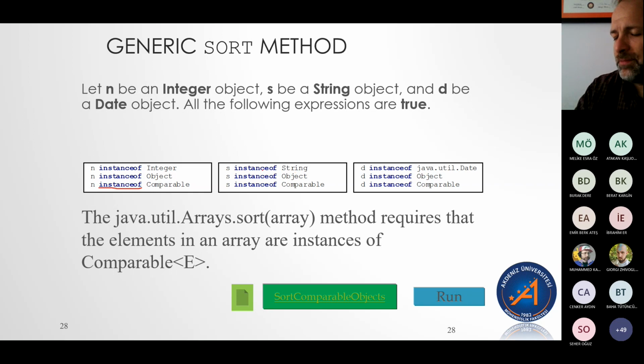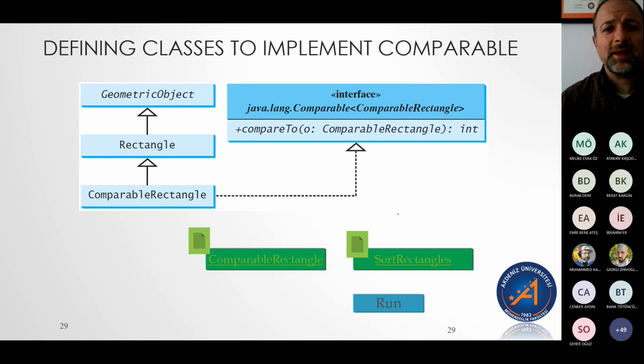Same thing with string here. S is a string. S is an object. S is comparable. D is a date. D is an object. D is comparable. Okay. So all of these will be true. So we can use the instanceof operator to determine if it is a child of a specific class or if it implements a particular interface. And that can be useful for casting too.